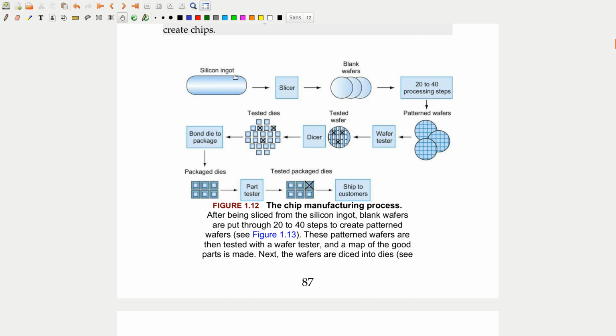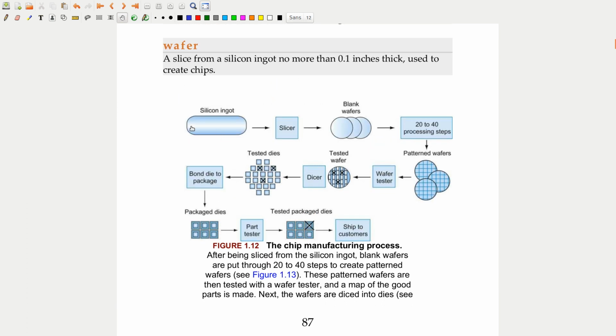So we have this giant silicon ingot that they say looks like a giant silver sausage. Interesting. Then they slice it into these blank wafers. So then whatever pattern we want, or whatever dies we're making, we imprint these into the area of this wafer.